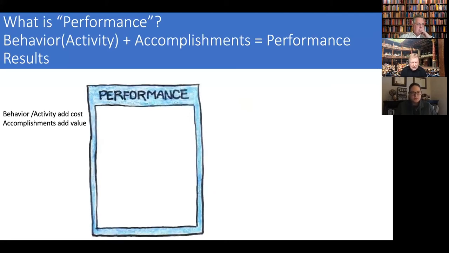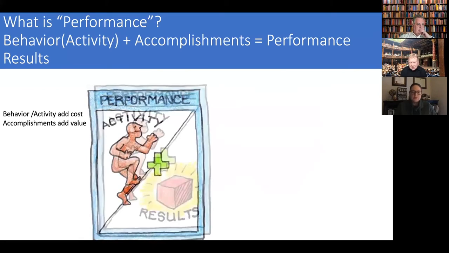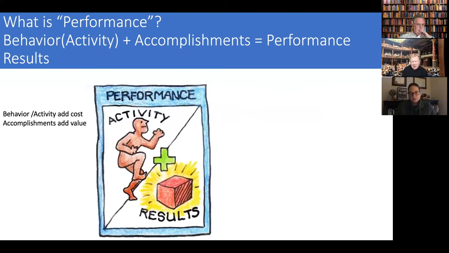So what is performance? As I mentioned, performance has two parts: activities plus results. That's the definition of what a basic performance is. And performance behaviors, remember, behaviors add cost to any organization, whereas accomplishments add value. So the more behaviors you do in the organization, the more costs go up. What you want to do is always focus on the ends, the accomplishments, as opposed to the means, behaviors. That's just one of the little rules that I learned a long time ago, and that's from the work of Tom Gilbert, who put that in some of his work.